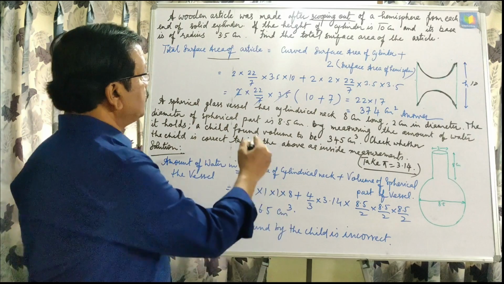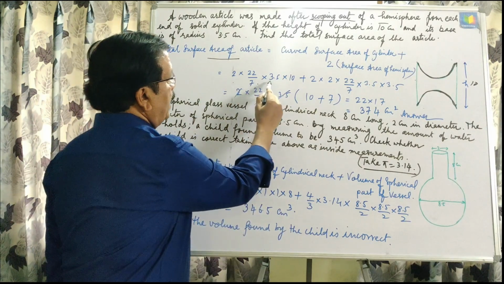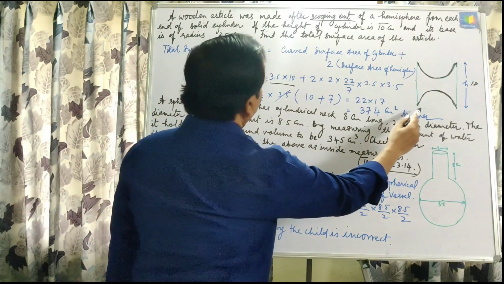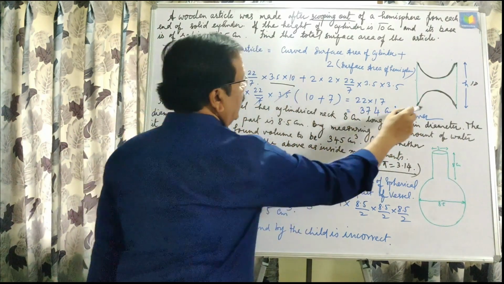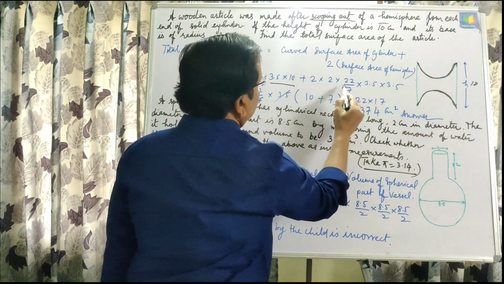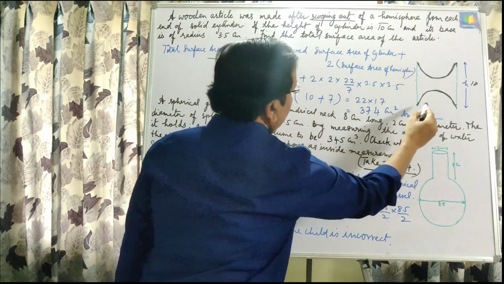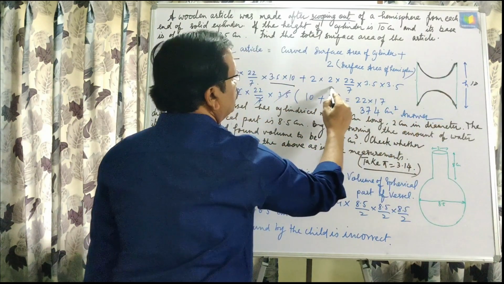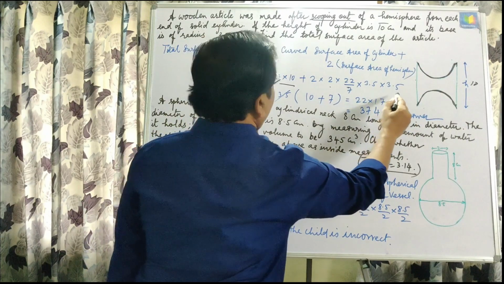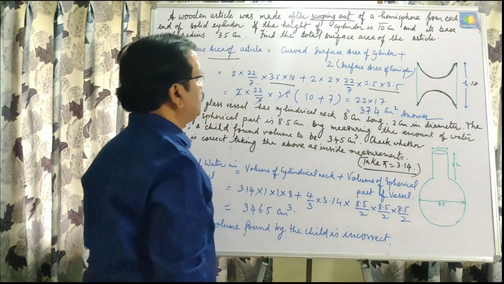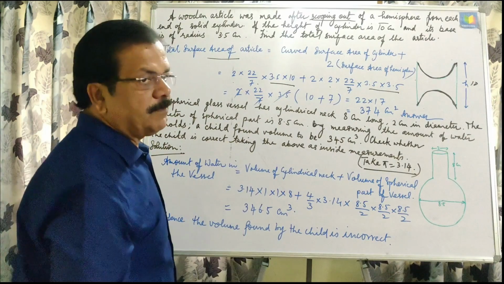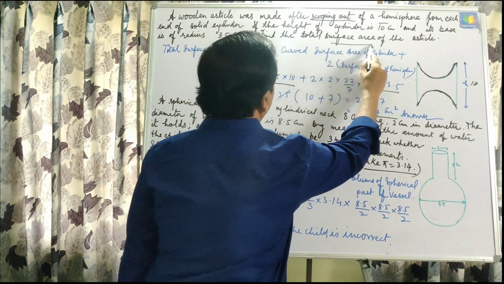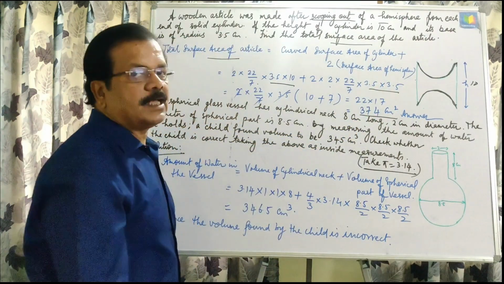Okay, and that is why 2 into pi into r h, r is 3.5 centimeter, which is same for both, and h is 10, plus 2 pi r square, and this will be twice because one hemisphere here and one hemisphere here, 2 pi, and this is r square 3.5. After simplifying we are getting 374 centimeter square. This is the total surface area of this article.